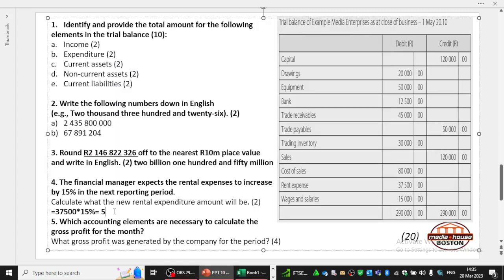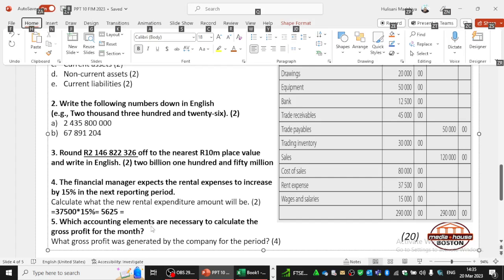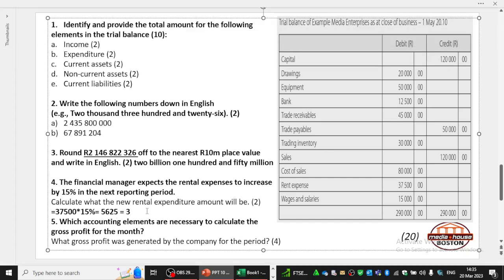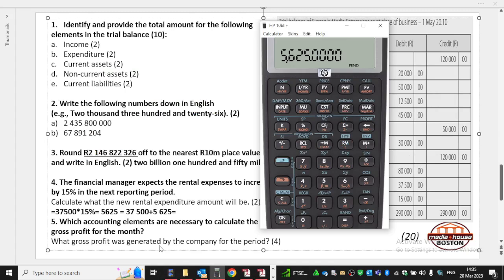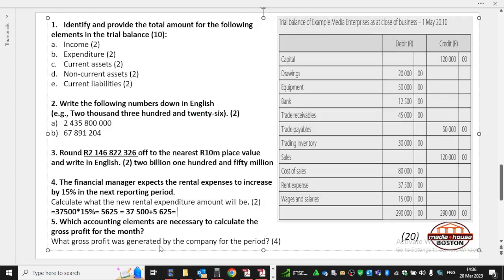So 5,625. So therefore the new rental expenditure will be equal to 37,500 plus 5,625, which is going to be your new amount. So it will be 43,125. So that will be the new expenditure.